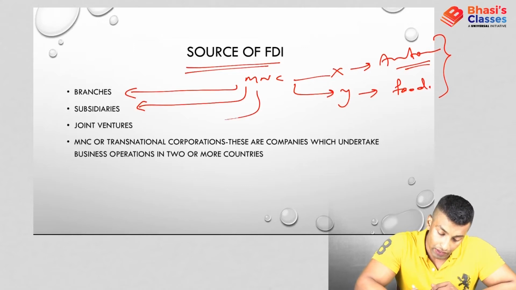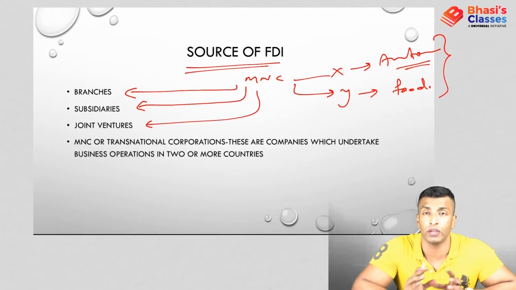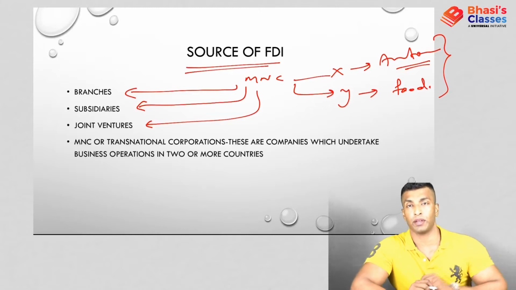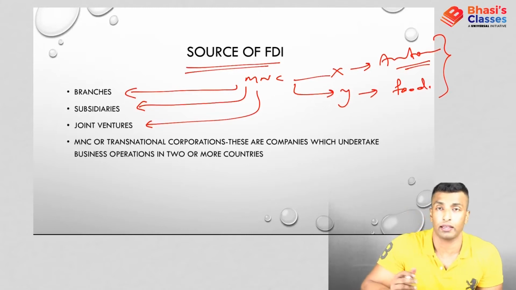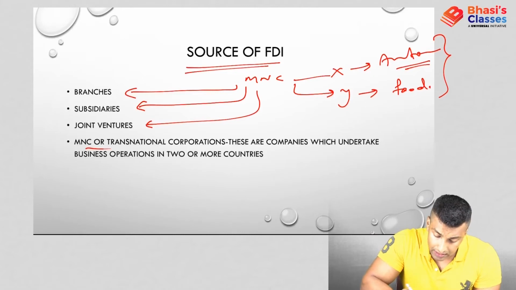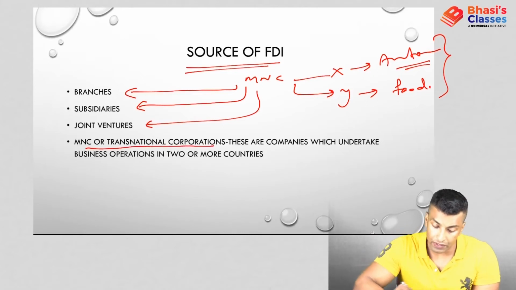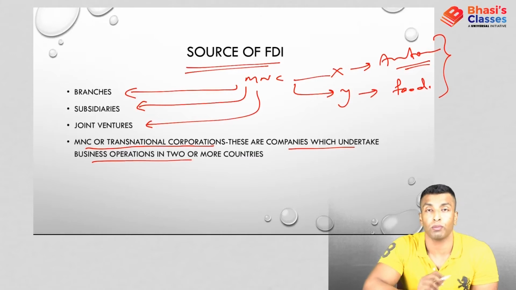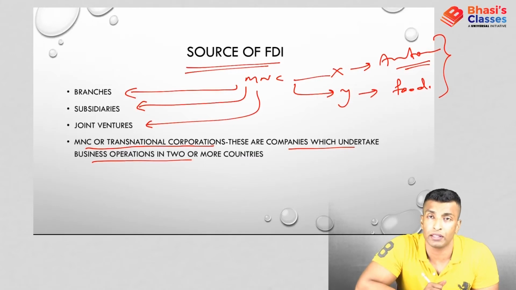And then third is joint venture. This is a partnership. It is a joint venture between two firms. So one is a foreign company, one may be the Indian company, like Tata AIG, like that. Now what do you mean by MNC or transnational corporations? These are companies which undertake business operations in 2 or more countries. That is what I mean by MNCs.